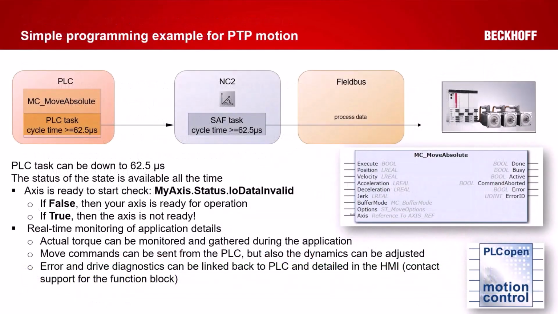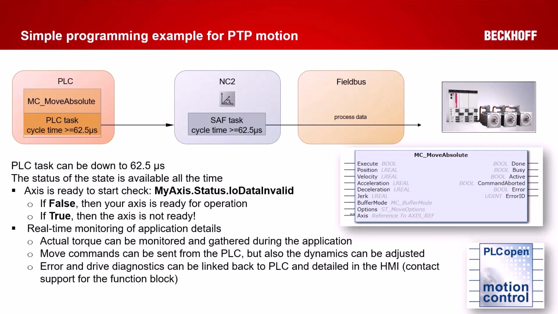Here's an application in which you can use, so just some highlight points. So the PLC issues a command to the NC, and then the NC sends the set point generation out to the drive. These cycle times can be down to 62.5 microseconds for motion control. The status information of the drive is something that is asked about. I try to enable my drive, I get an error.